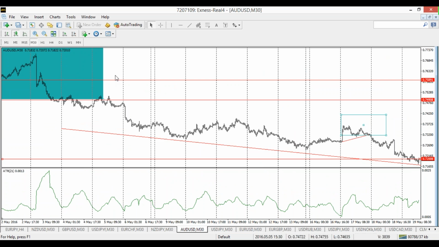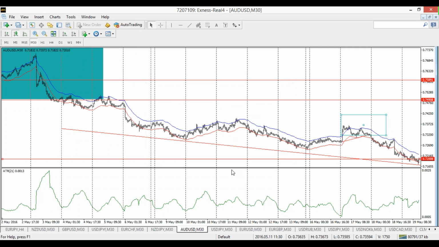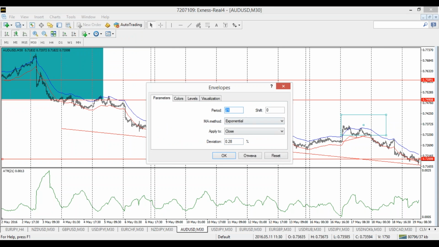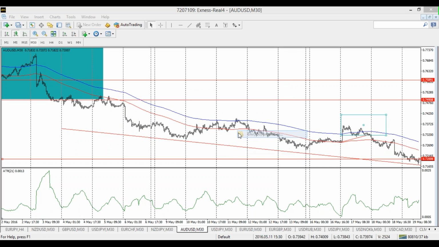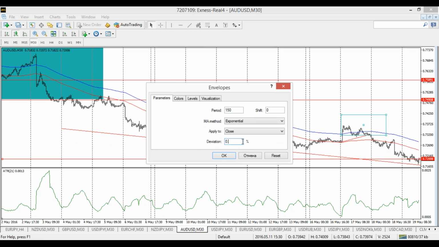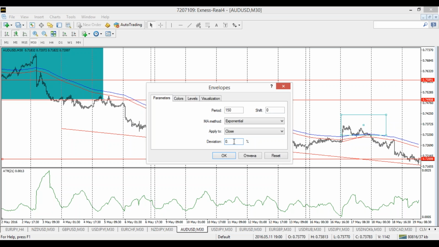Well, we can do a very simple thing to capture a pullback here, to play a reversal. We can use the envelopes indicator. Let's start with a very simple method. When we are using the M30 chart, I would possibly set a broader period. I have 21 period for intraday trades, but if I want to capture pullbacks with a larger time frame, I will possibly set maybe 150, right? Something like that. And I also have to increase deviation. Sorry, I have decreased it instead of increasing.